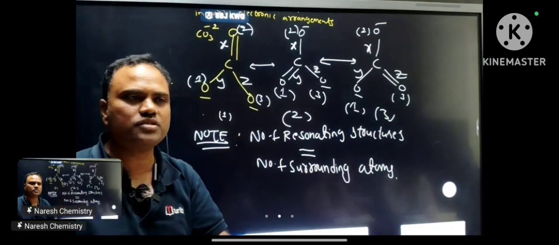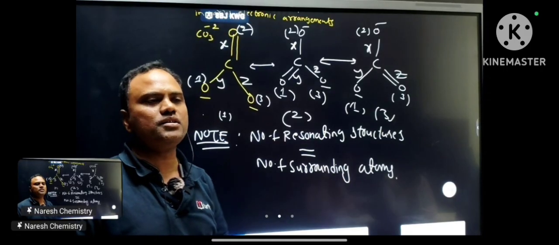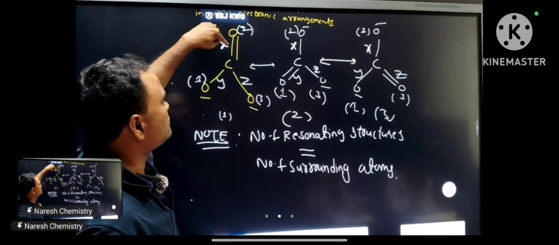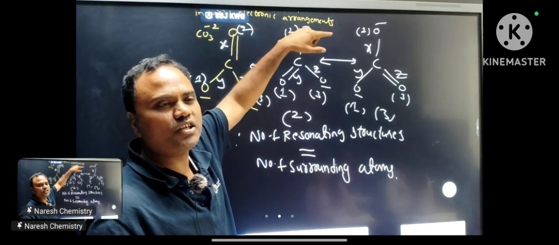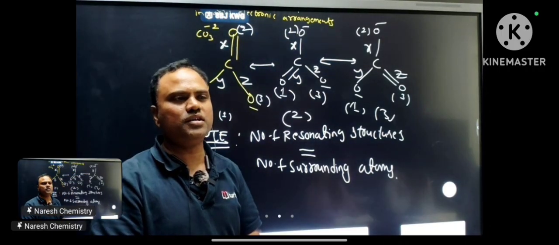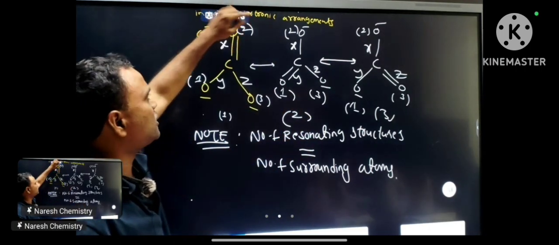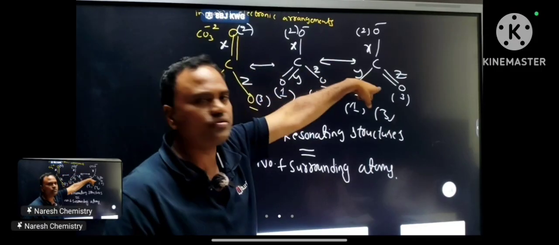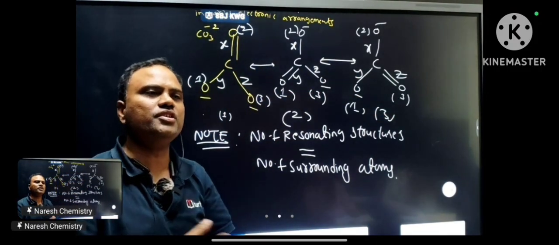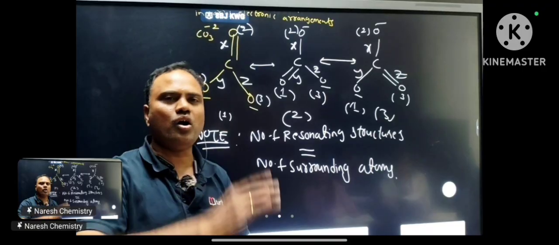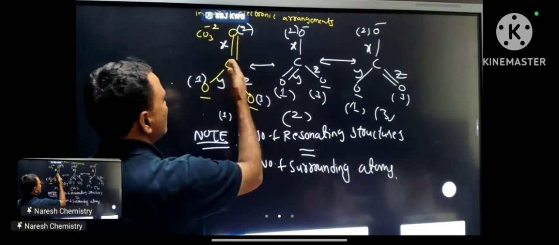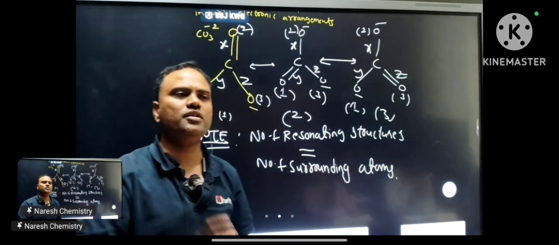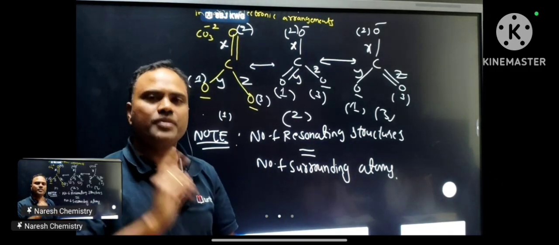All these are resonating structures. Because of the resonating structures, all bond lengths are the same in CO3 2-. In one resonating structure X is a double bond, in another X is a single bond. So overall, all the bond lengths are the same. These bonds are changing continuously. The bond length between carbon and first oxygen, carbon and second, carbon and third is the same due to resonance. Very important point: if resonance is present, then all bond lengths are the same.